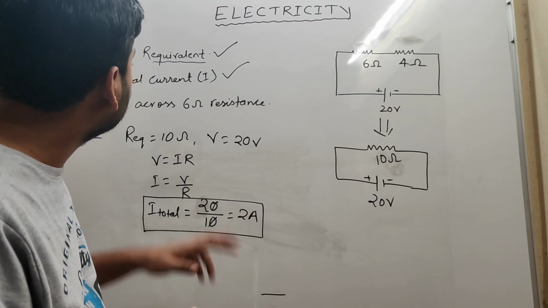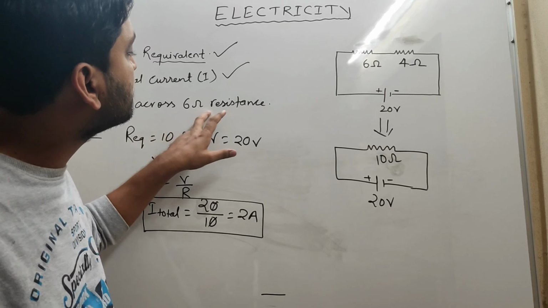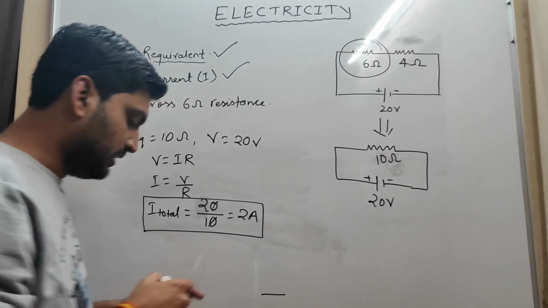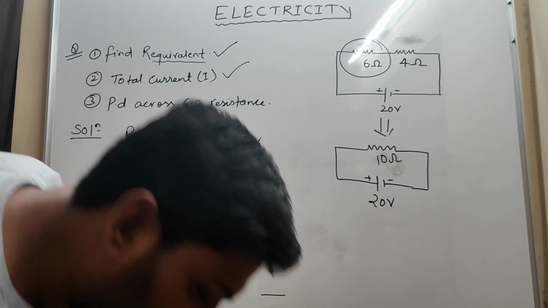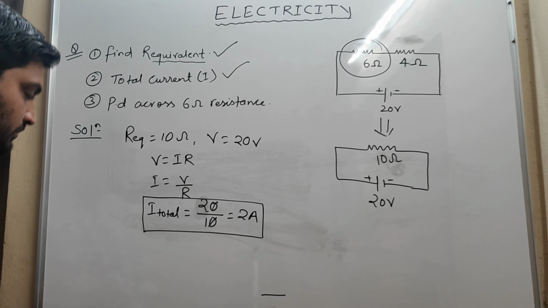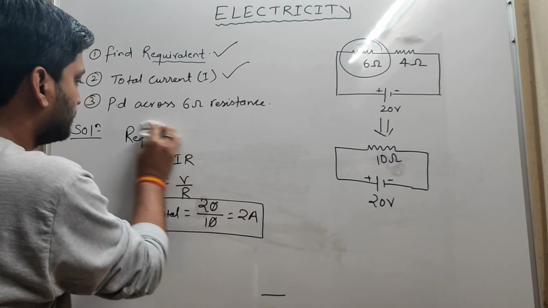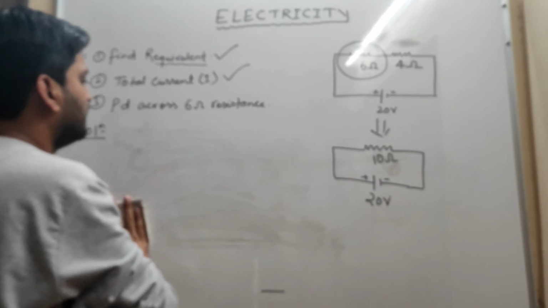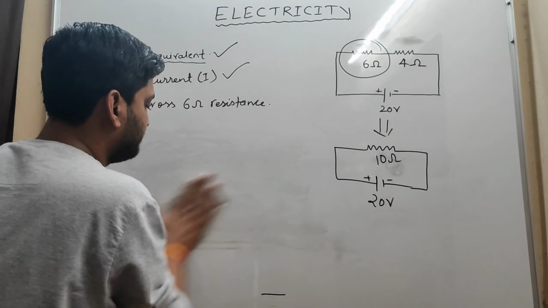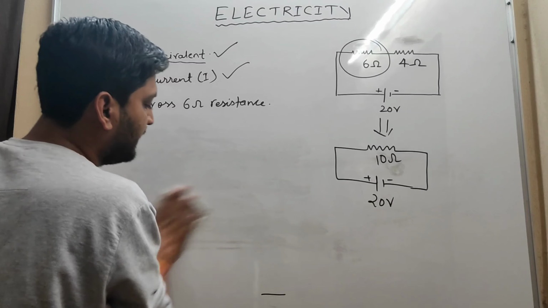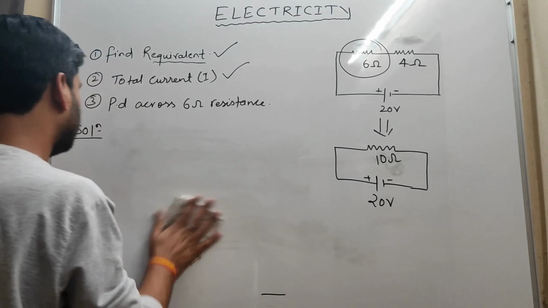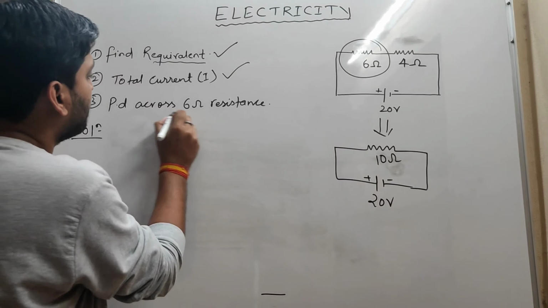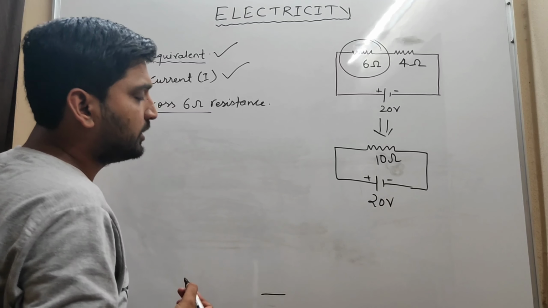Now they have asked one more question. Potential difference across 6 ohm resistance, means across this resistance. Take a screenshot. I am going to erase it. Now see, this is very important. This third bit is very important. First and second bit is really very easy. It is very important. So potential difference across 6 ohm.